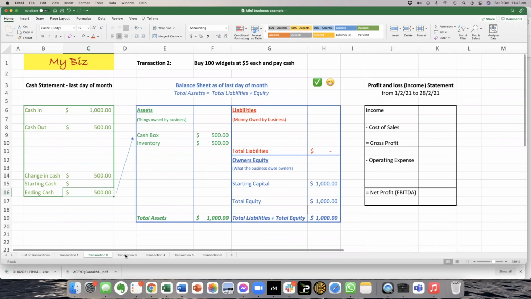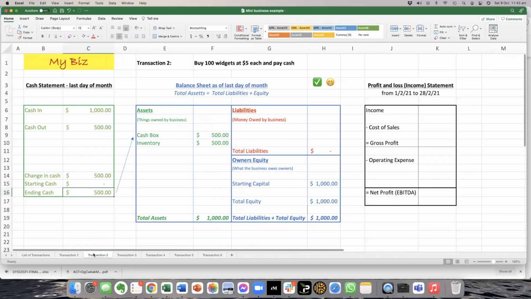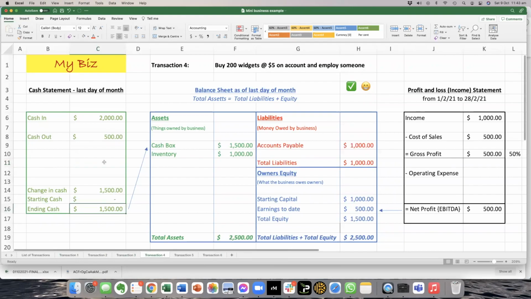Now I needed to keep adding the cash as we were going along. We sold 100 widgets at $10. So 1,000 came in. So we needed to add $1,000 to our cash statement. So now at 2,000, no cash went out. Changing cash, 1,500. Our ending cash is now 1,500. Transaction 4, we buy 200 widgets at $5 on account. So the cash box didn't get touched then. It was all on account. So it's sitting over here on the balance sheet.